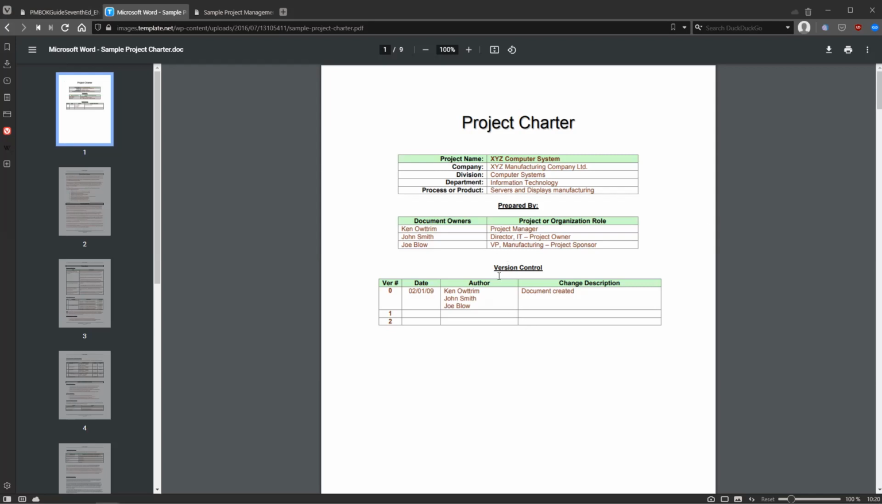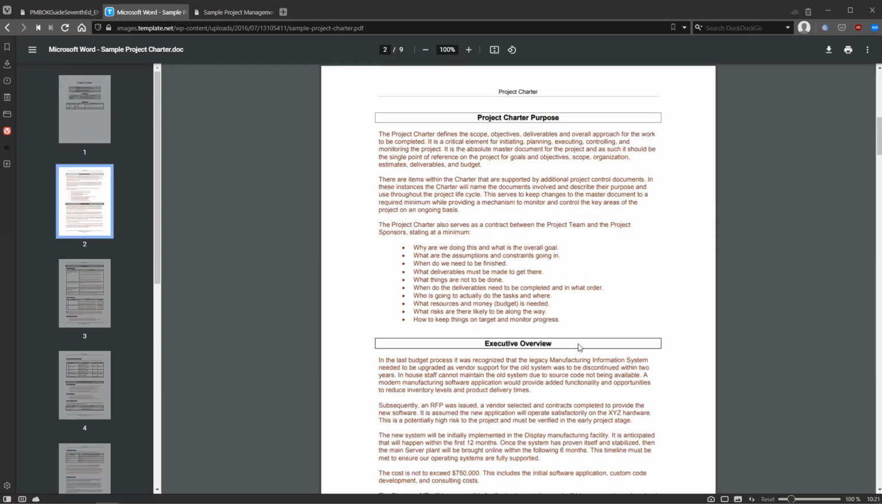Here you can see this is under version control, and it's very useful to have version control for any document, such as when the document was changed, who did this, and what the change's nature was. Within the project charter, it's absolutely necessary to have not just the description of the project, but the purpose of the project. Here it says project charter purpose because it's a sample document, but in general, you need to have the purpose of the project described here. Why this project is needed and why are we doing it at all.